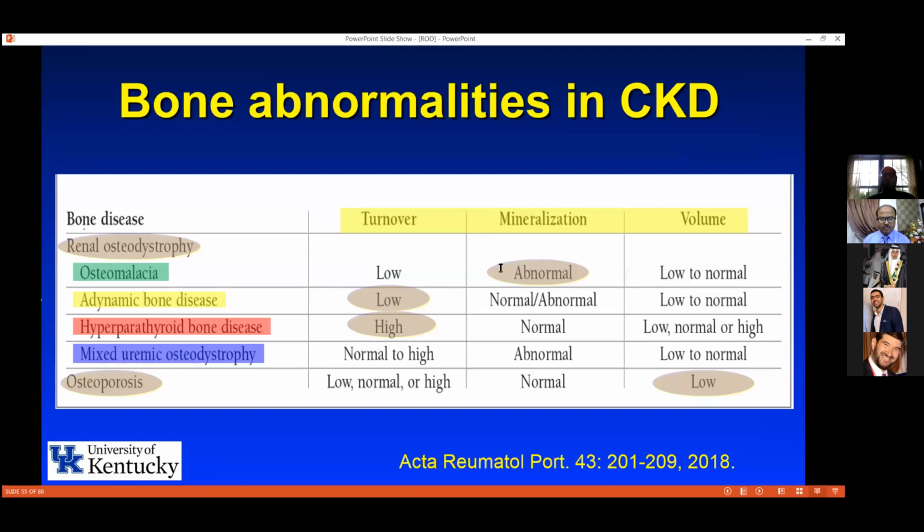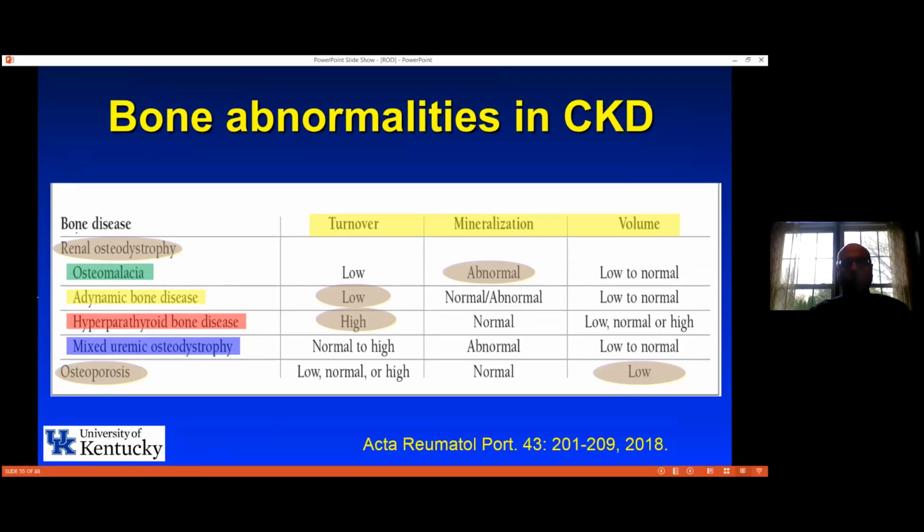We used to see this many years ago, especially in children with vitamin D resistant rickets or hypophosphatemic rickets. The problem in osteomalacia is in mineralization. They usually have low turnover, so it's called low turnover osteomalacia. Then mixed uremic osteodystrophy has a combination of these things. Remember the bone volume, which I didn't talk about at all: in all of these problems, bone volume can be low or normal.